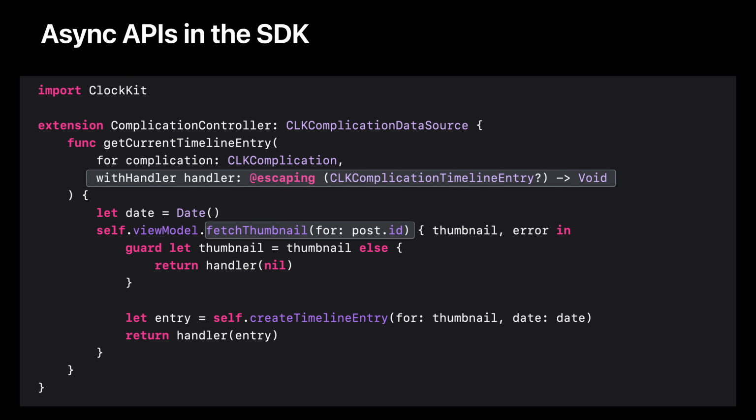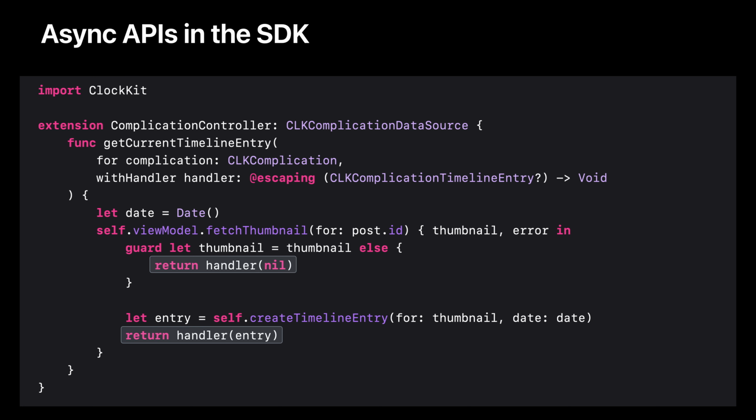Many delegate APIs also include methods that pass a completion handler to you. Calling the handler cooperatively informs the framework when an asynchronous task has completed. Take this ClockKit complication data source that calls fetchThumbnail to display a timeline entry for a given post. Just as before, we have to make sure to call the completion handler on all paths. And there's a lot of extra noise here because of the closure. With async await, this no longer needs to be the case.